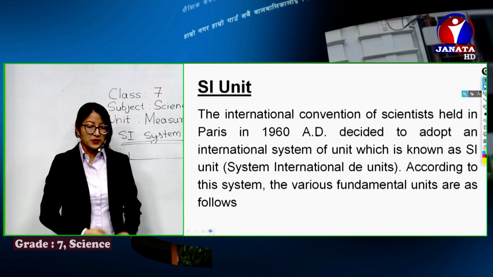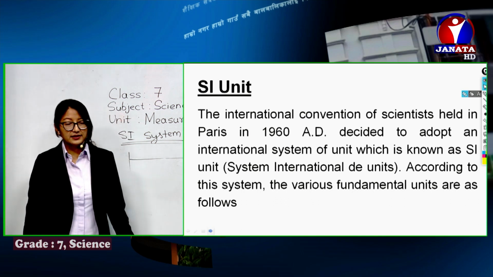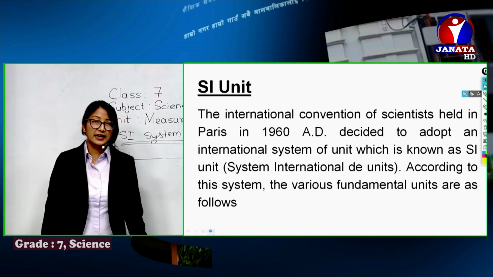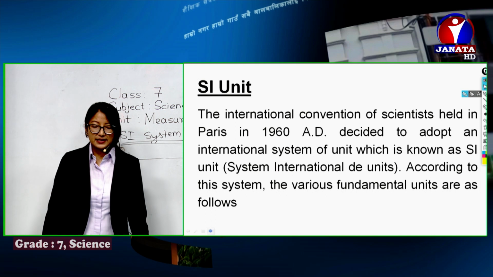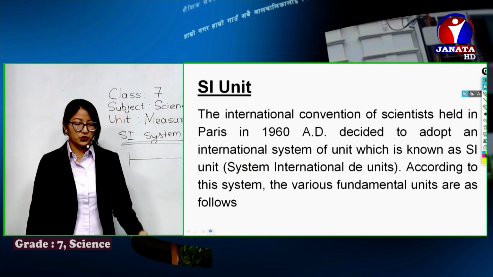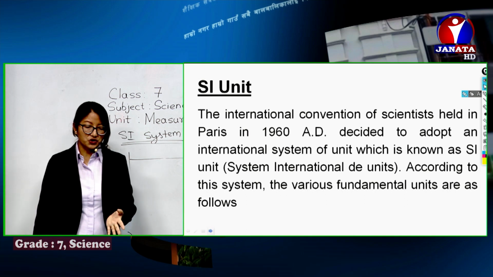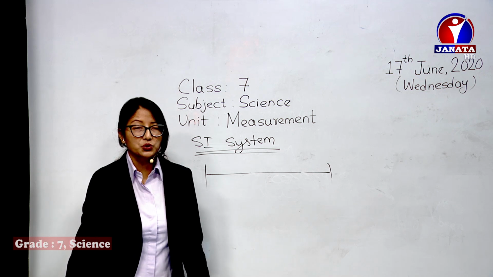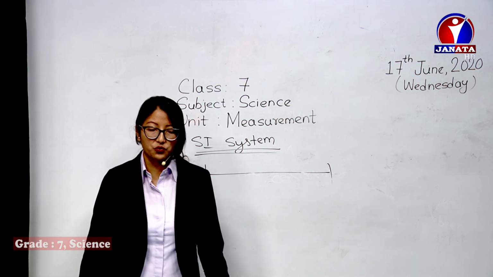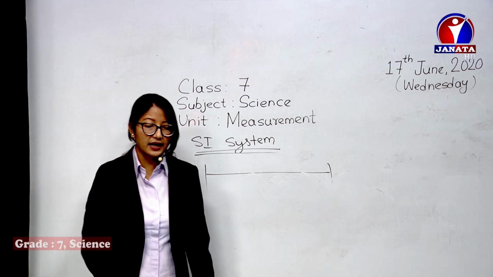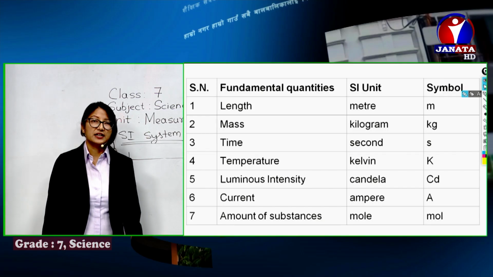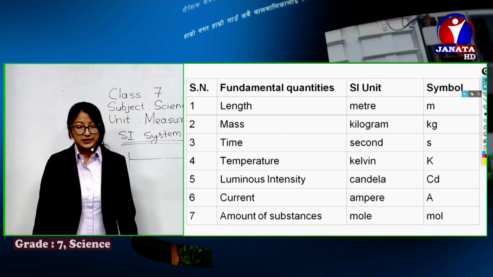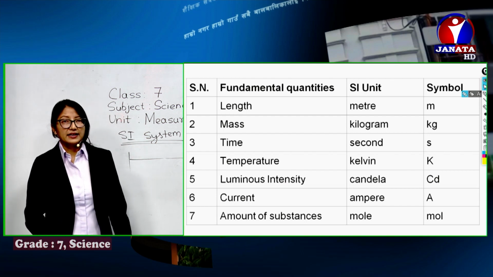See, the SI unit: the International Convention of Scientists, held in Paris in 1960 AD, decided to adopt an international system of units, which is known as the SI system. It was developed in Paris, France. First of all, it was named Système International d'Unités in French. According to this, seven basic units were provided. These are the fundamental quantities and their fundamental units, or SI units. These were decided by that conference.